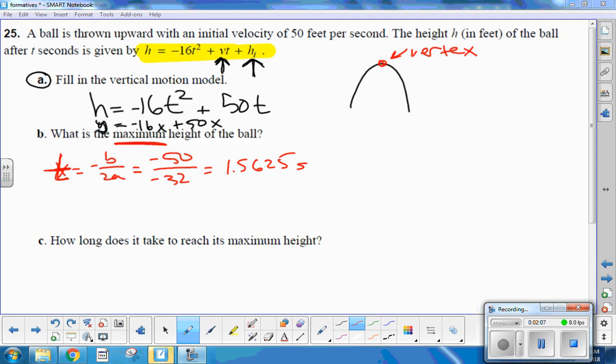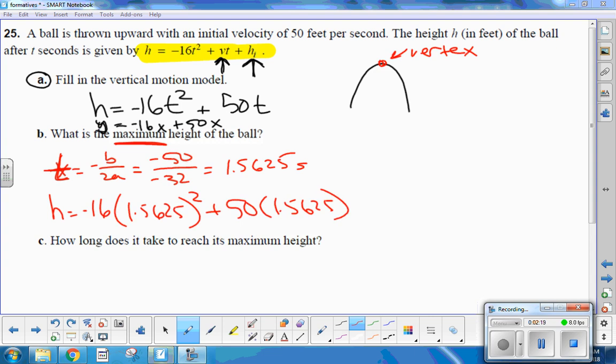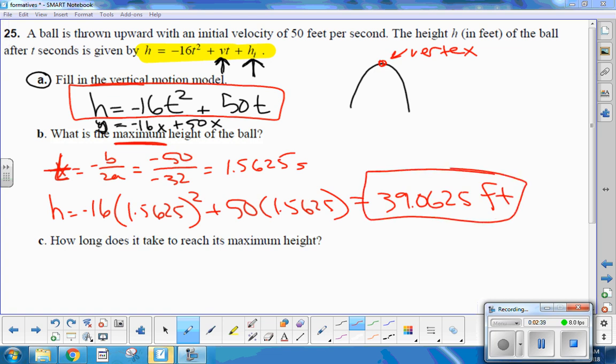To find the actual height, I have to plug that in. Negative 16 times 1.5625 squared plus 50 times 1.5625. Again, where did I plug that in? I'm plugging it into my original equation that I had. That's why it's super important to write the equation before you actually try to solve anything. So I'm going to type this into my calculator, and I get 39.0625 feet. That's the maximum height.